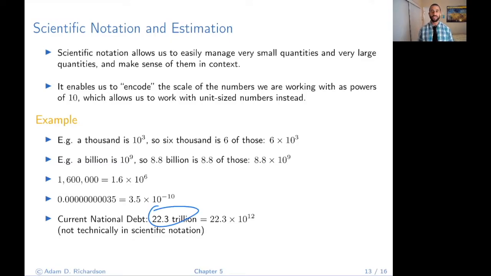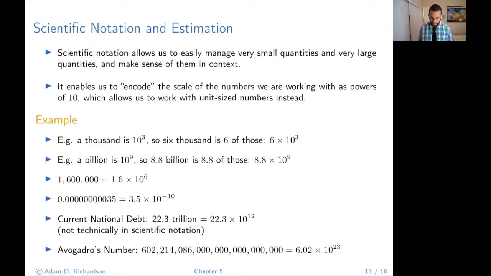Anyway, here's the current national debt, for example. It's 22.3 trillion. It was 3 trillion less 4 years ago. But this is how you would write it in scientific notation. Or, I'm sorry, not technically scientific notation, and we'll see why in a minute. The reason is that this leading number needs to be between 1 and 10 if you want it to be in scientific notation. But for these particular purposes, it's more meaningful for us to say 22.3 trillion than it is to say 2.23 trillions, right? We don't generally say that, but we could.